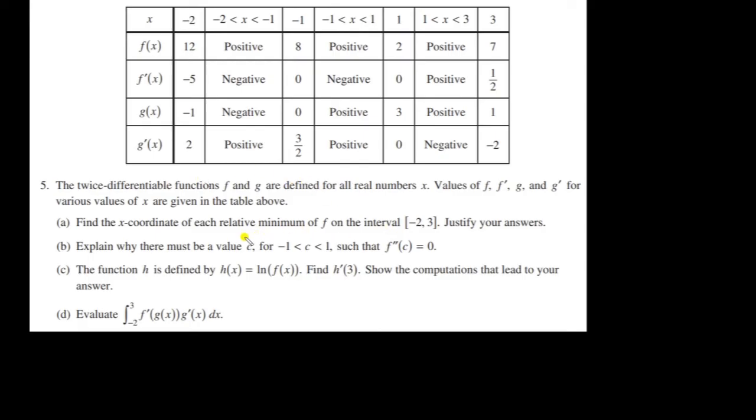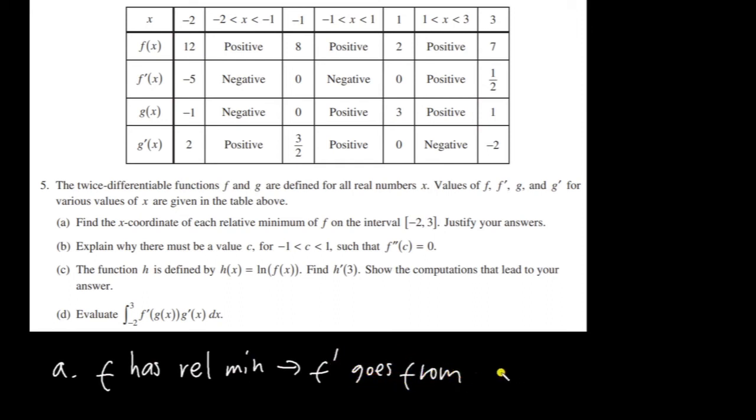Okay, so we want to find the relative minimum of f, right? So think about what it means when f has a relative minimum. Well, if f has a relative minimum, what that means is that f prime goes from negative to positive. If you have a graph like this, the relative minimum is here, and the derivative is negative here, positive here, right? So we need to find on our table, where does f prime switch from negative to positive?